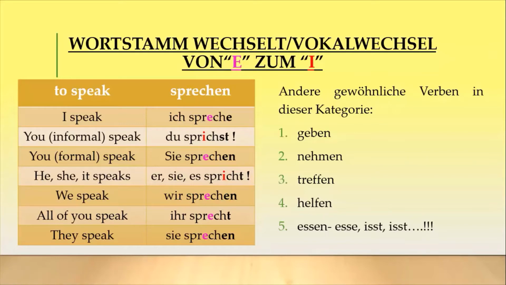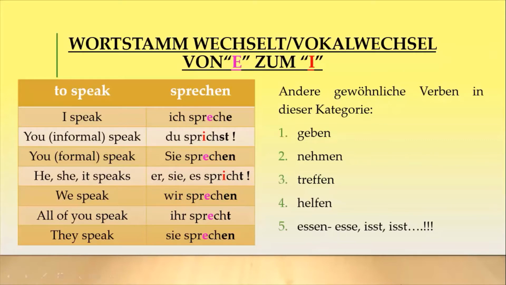And other common verbs that come in this category where the E changes to an I are geben, which is to give, nehmen, which is to take, treffen, which is to meet, helfen, which is to help, and essen, which is to eat.